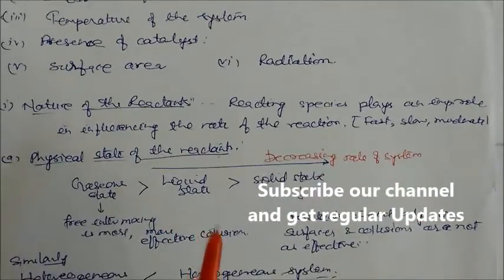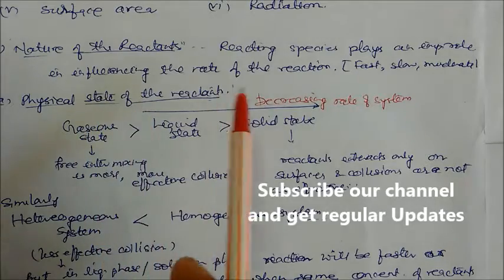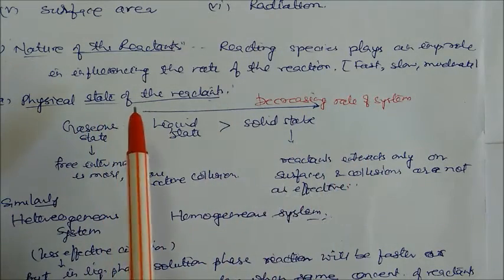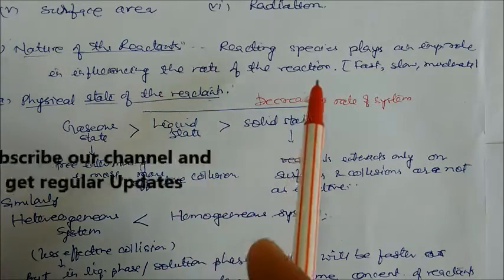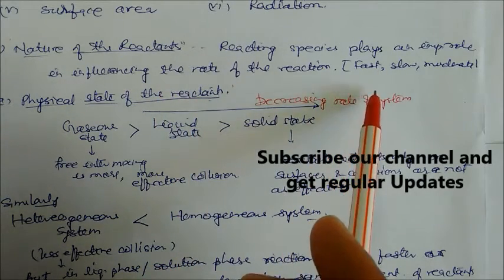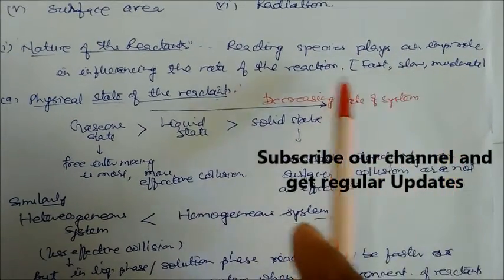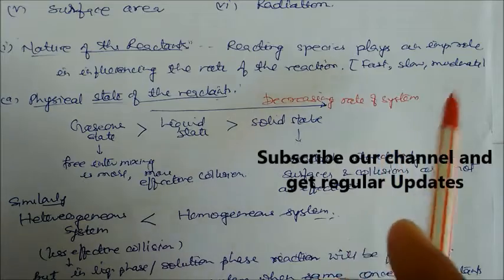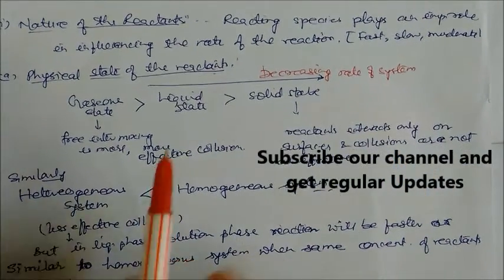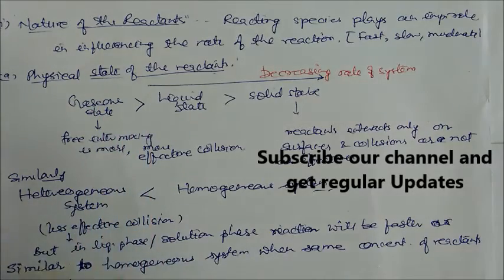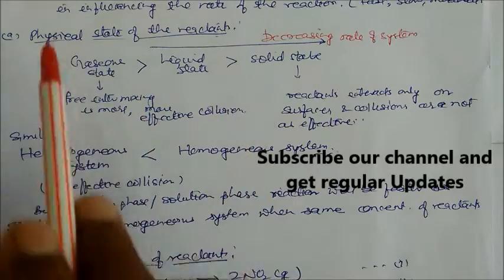Nature of reactant. So in this factor, the reacting species always play an important role in influencing the rate of a reaction. How are they influencing? It can make the reaction fast, it can make it slow, or it can make it moderate. So it can make any type of nature of reaction: slow, fast, or moderate. Under these categories, we have taken two types. One is the chemical state of the reactant, and the second is the physical state of the reactant.